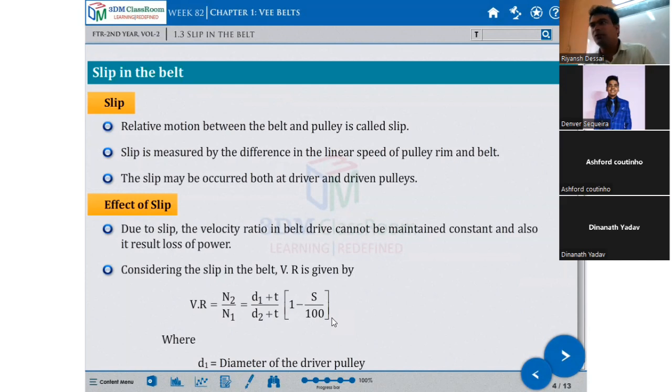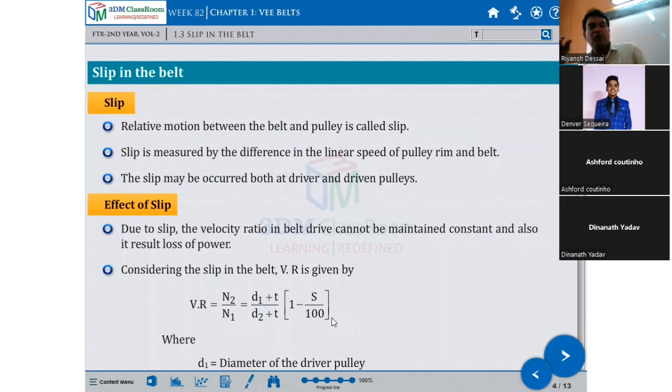The torque. If the belt rotates without taking the torque, without rotating the other pulley, then it's slip. Right? So power will be lost. So in the belt, this study has to be done.